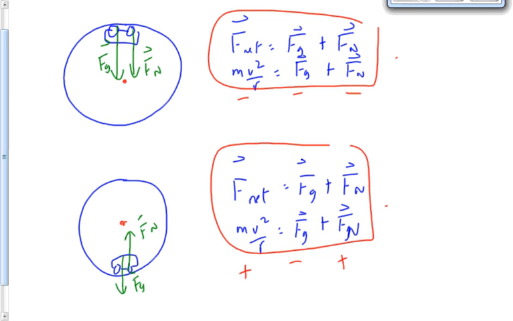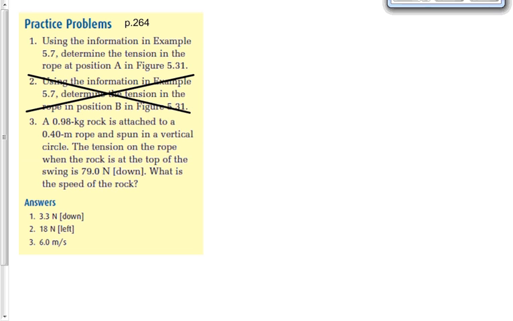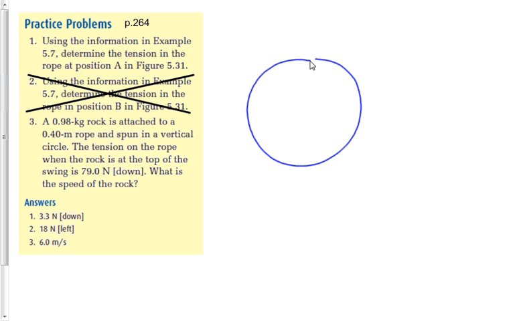All right, guys, we got a request to go over number 3 here, so let's take a look at that. A 0.98 kilogram rock is attached to a 0.40 meter rope and spun in a vertical circle. The tension on the rope at the top of it is 79 newtons down. What's the speed of the rock at that point? So where are we analyzing here? We're in a vertical circle. Where are we analyzing this rock, top or bottom? At the top of the circle, right? That's an easy question. Top of the circle. There's the rock.